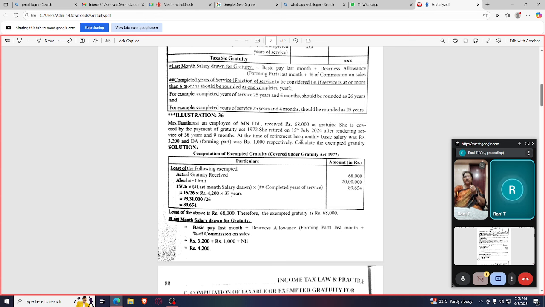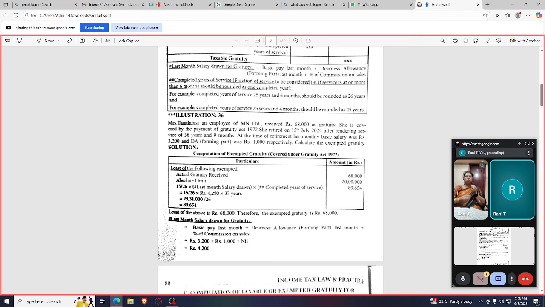At the time of retirement, her monthly basic salary was 3,200 and DA, which is a forming part, was 1000 respectively. Then when you are calculating salary, you have to add 3,200 plus 1000, which is 4,200 for salary. Calculate the exempted gratuity. First write the actual gratuity received in the outer column. Then the absolute limit as per provision is 20 lakhs. Okay, you have to reduce only the least, which can be exempted.